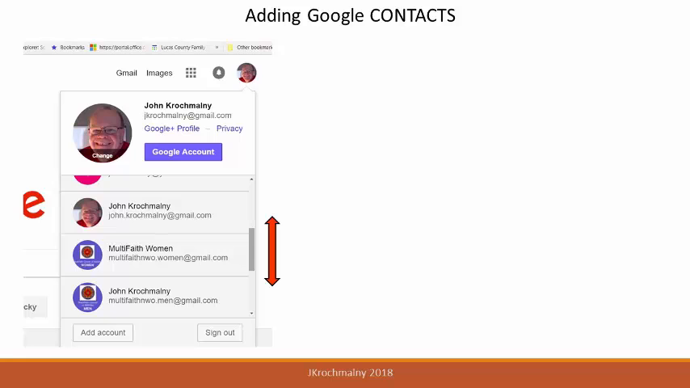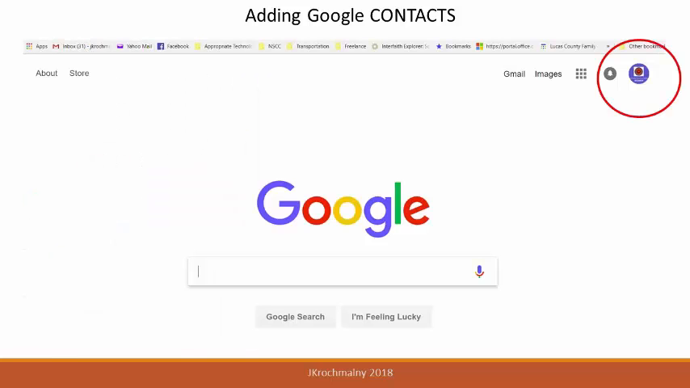If you have access to multiple accounts, use the slider located to the right of the box to scroll to and select the account you wish to add. Once signed in, an icon appears showing which Google account you have signed into.